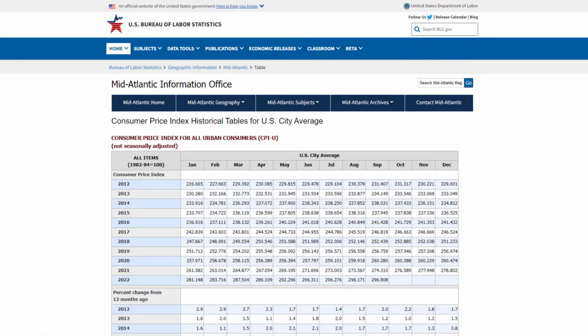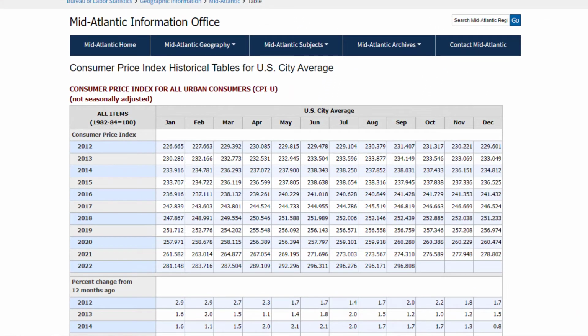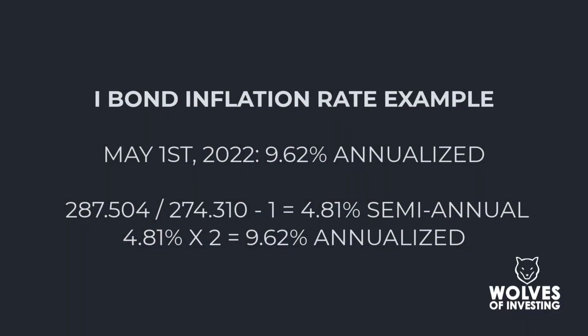Now let's dig into how the I-bond inflation rate is calculated every 6 months. The semi-annual inflation rate is calculated using the well-known Consumer Price Index for all urban consumers, also known as the CPI-U. I'll leave a link to the CPI-U data I'm using from BLS.GOV in the video description. The I-bond inflation rate for May is calculated from the March CPI-U and the previous September CPI-U. For example, the annualized inflation rate starting May 1st, 2022 was 9.62%.